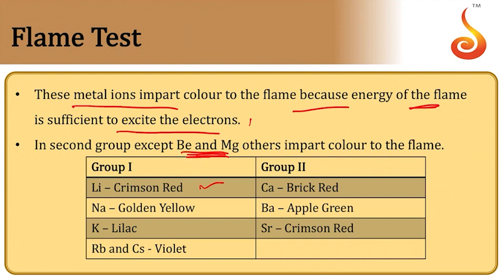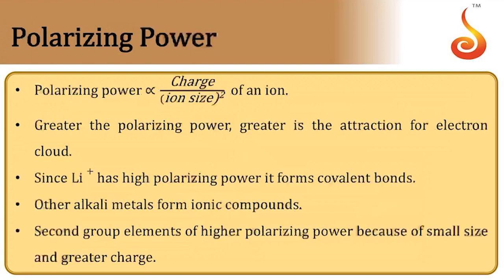So the colors we need to remember: lithium, crimson red; sodium, golden yellow; potassium, lilac; rubidium and cesium, both exhibit violet color. And coming to the second group elements: calcium, brick red; barium, apple green; strontium exhibits crimson red color in the flame. These are the flame tests we have.